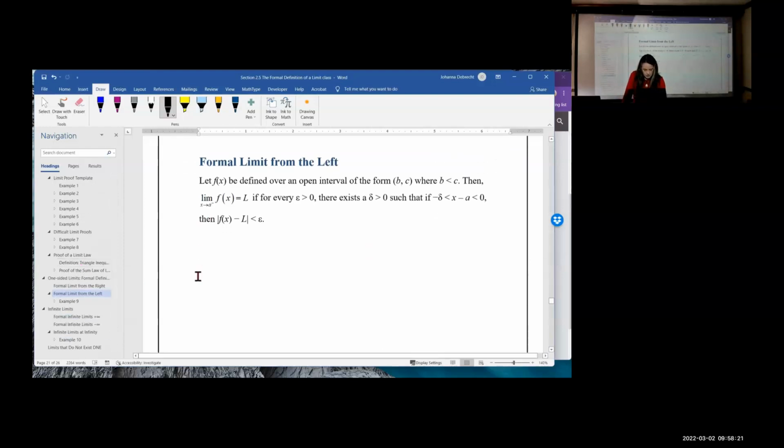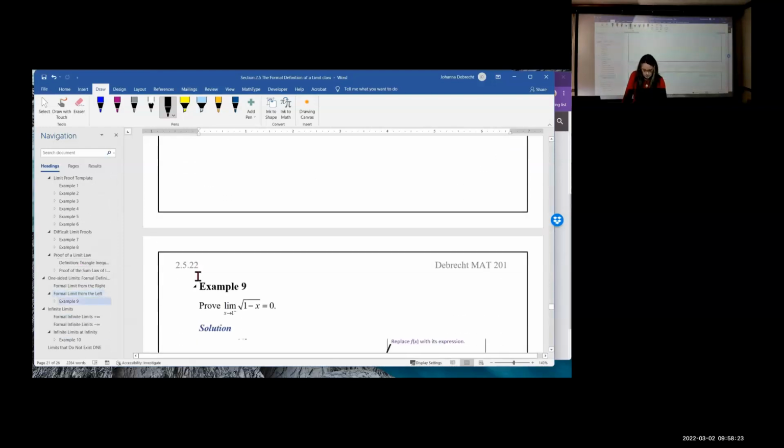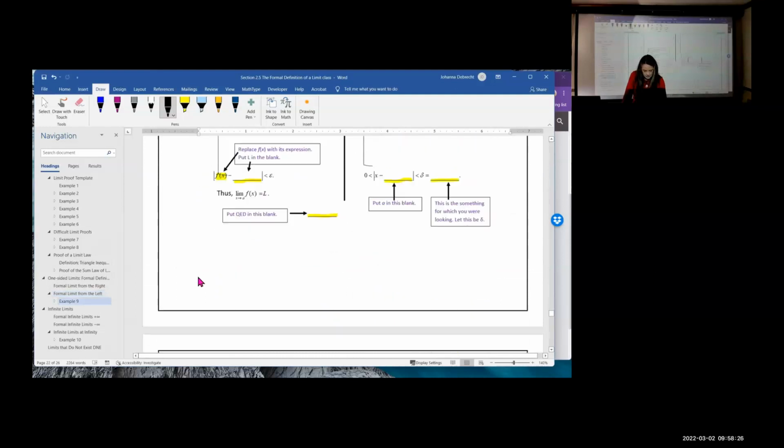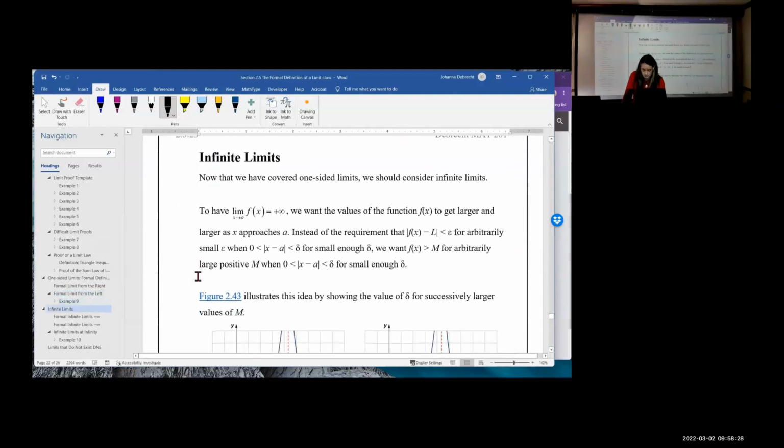I do have an example in here, but in the interest of time, I'm going to skip it. All right. And then we have infinite limits. And we want to talk about the idea of the infinite limit. We're not going to get into great detail, but we want to talk a little bit about the idea.